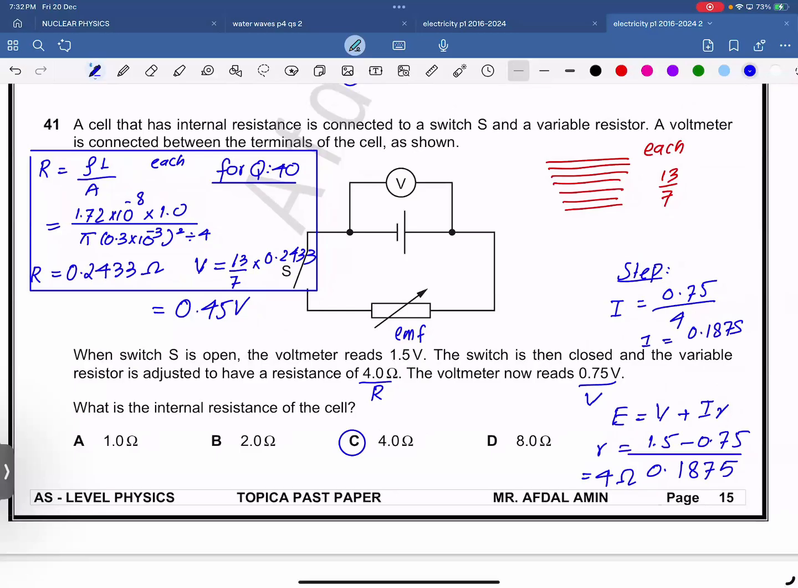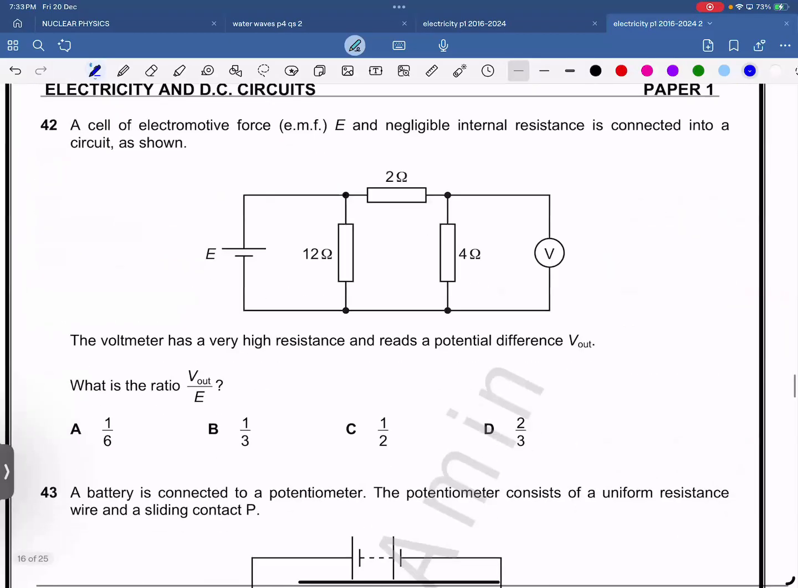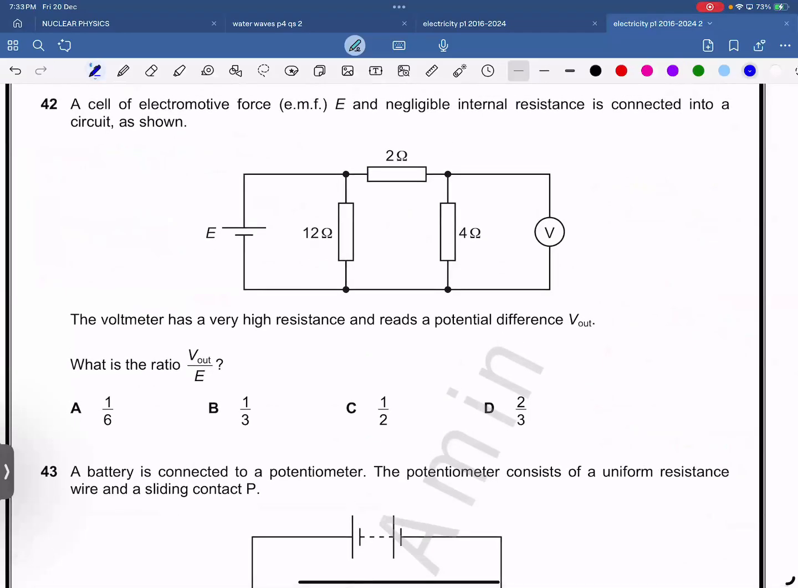Absorb this information. Hurry up. First, we use the terminal voltage and external resistance to find the current. And then we use the E equals V plus Ir equation to find the internal resistance. Next question, my dear. We will have a break once we finish 64 questions before we start the next. Question number 42.